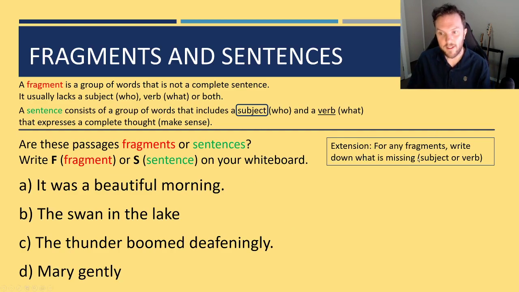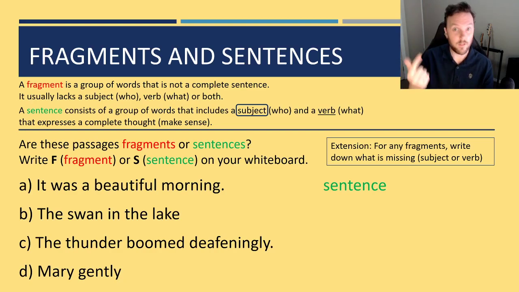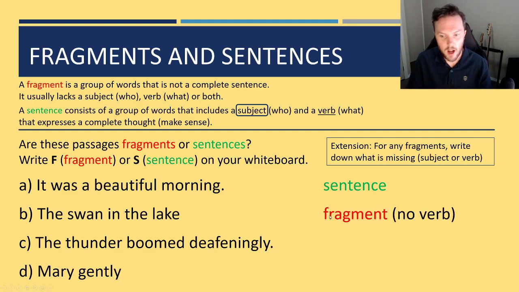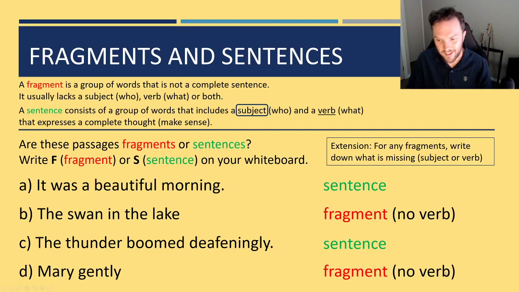For any fragments, write down what's missing. Okay, so go through the answers with them. A is a sentence, and again, if you want to stop and perhaps challenge a couple of kids with pop sticks and say, "Oh, why is it a sentence?" You would hope that they say, "Well, it's got a subject and a verb, and it makes sense." And then we've got a fragment that's missing a verb, a sentence, and then a fragment that is also missing a verb. All right, so that's an example of some of the stuff we're using with the Writing Revolution.